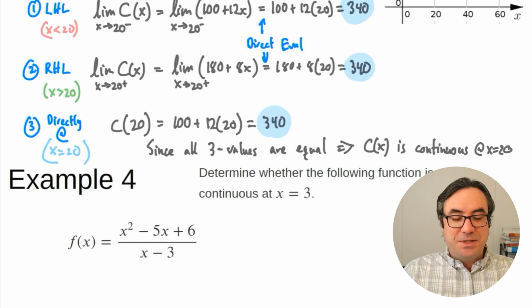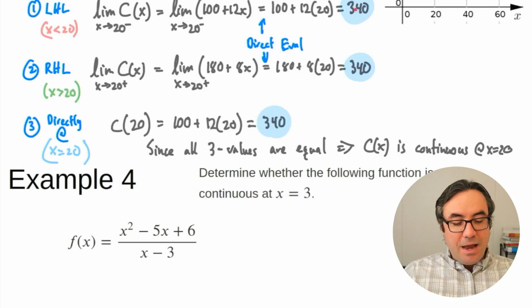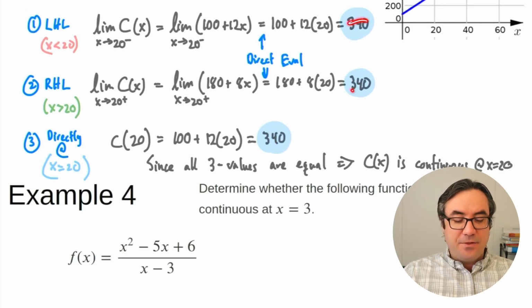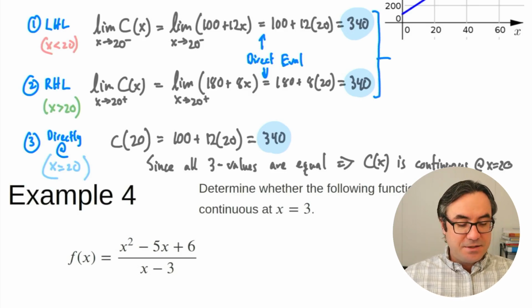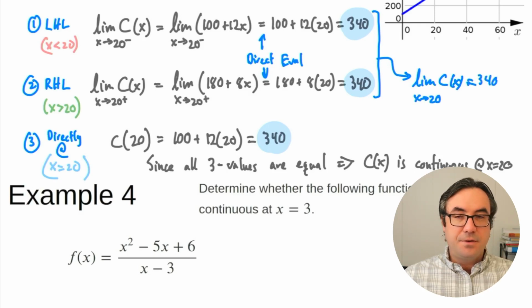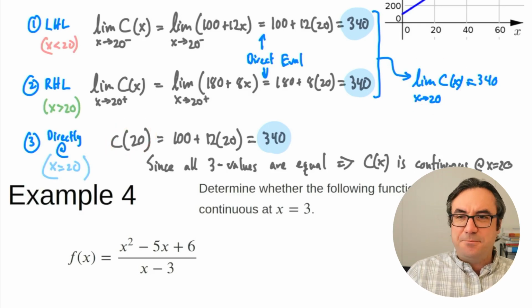With these, we just want to make sure we state the answer. We have to put it all together and state whether the function's continuous or not. We had to check all three things here. It's not enough just to show that the left-hand limit and the right-hand limit were equal, because the only thing putting those two together tells us is that the limit of c of x as x approaches 20 in general is equal to 340. In order for something to be continuous, this limit has to equal the function value, what's going on right there, which we checked and it does.